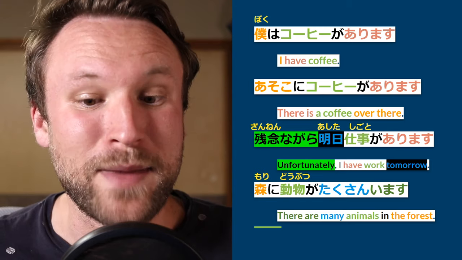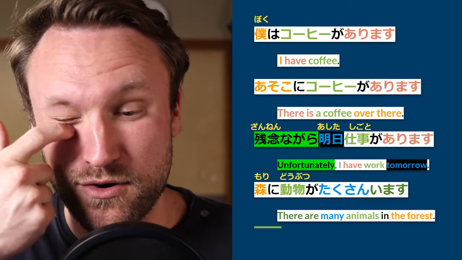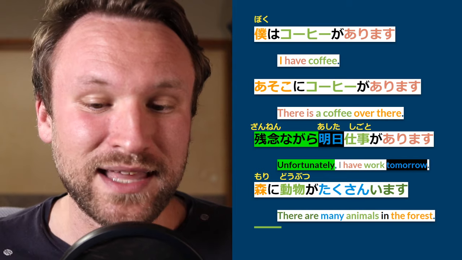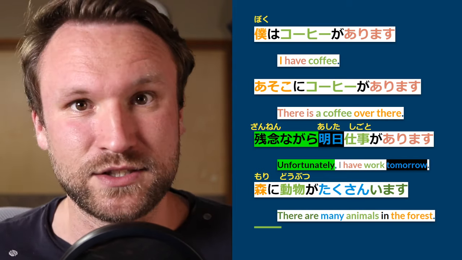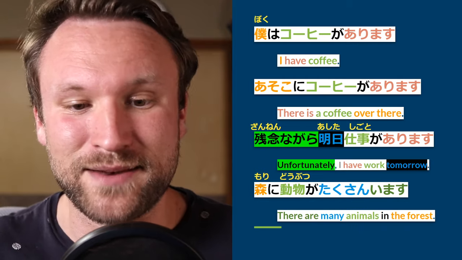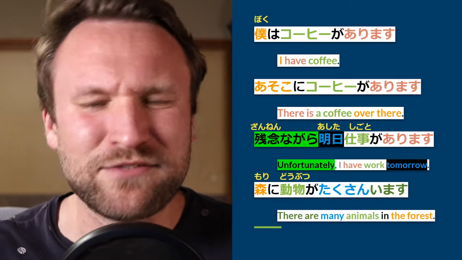The next sentence is also pretty straightforward, but it's mori ni, mori is forest, doubutsu ga takusan imasu. Takusan is many, so many animals. Doubutsu is animals, so mori ni doubutsu ga takusan imasu. We're going to be covering takusan and its usage a little bit later in the lesson, so if you'd like to learn a little bit more about that, stick around till then. I think it's around section 5 or something.